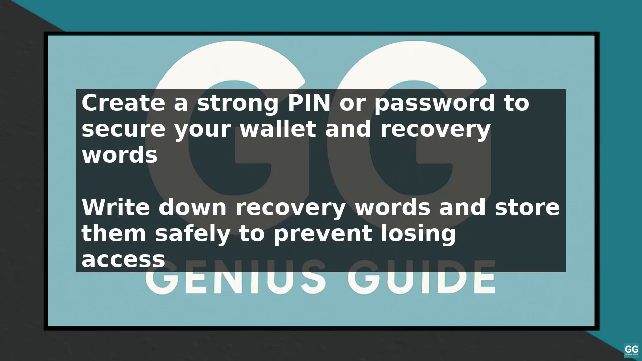After setting up your wallet, you will be taken to the main dashboard. From here, you can view your wallet balance, send and receive cryptocurrencies, and access other features such as the dApp browser. To receive cryptocurrencies, go to the Receive section and select the cryptocurrency you want to receive. You will be given a unique wallet address that you can share with others to receive funds.